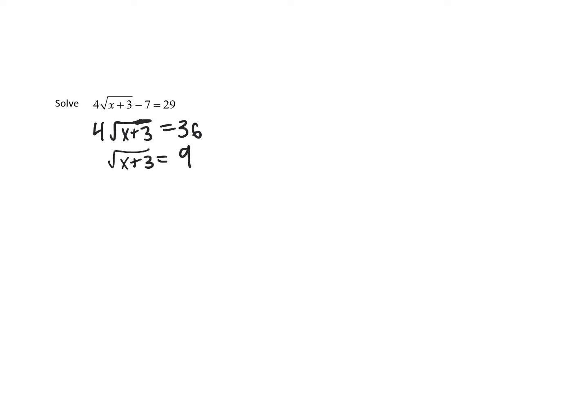Now that the square root's isolated, to get rid of the square root, we can square both sides. 9 squared is 81, and then subtract 3 to get an answer of 78.